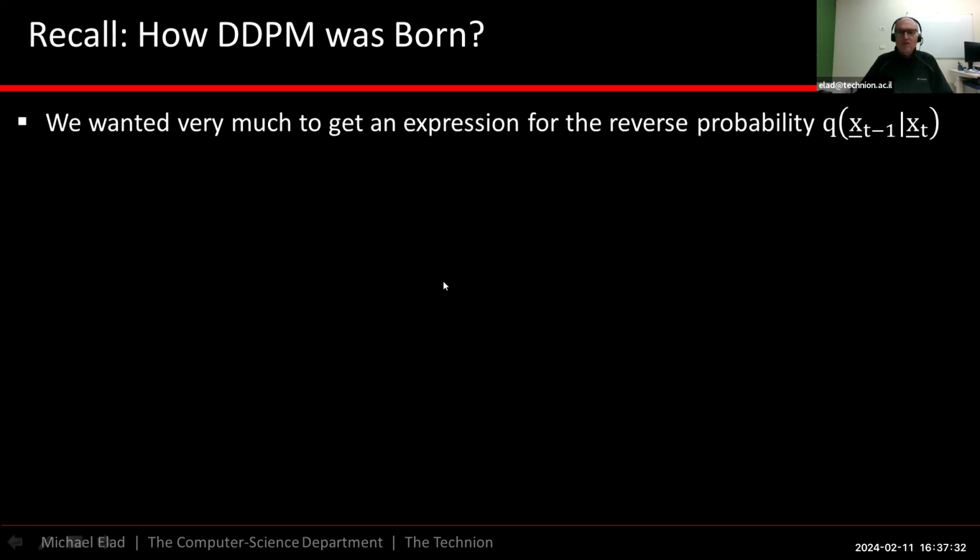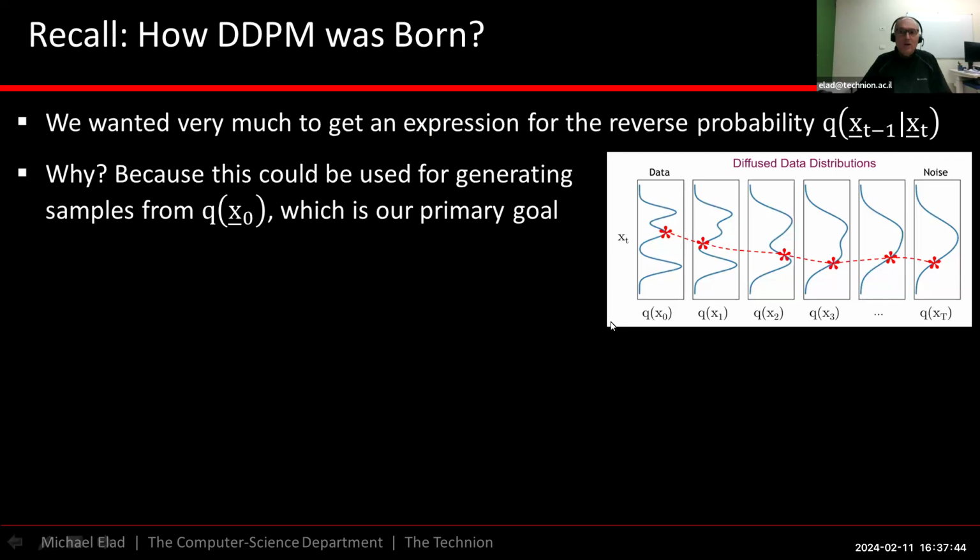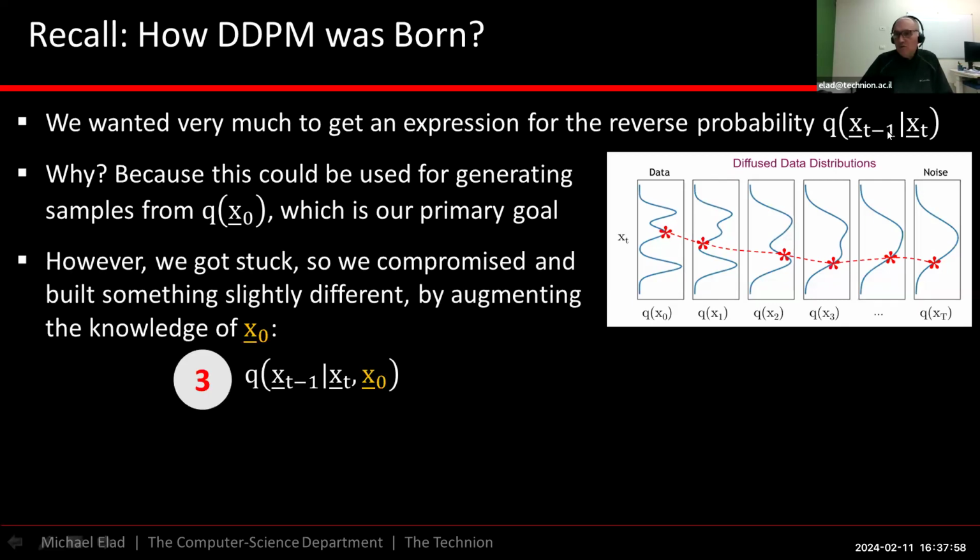Then we started looking at the question of reversing the process. We wanted so much to put our hands on the reverse probability that goes from xt to xt minus 1. What is it? What is this conditional? Why did we ask this question? Because we realized that answering this question will arm us well in order to sample from the probability of x0, because then in a chain of operations, we can get x0 samples. We couldn't do it. We got stuck here. We tried Bayes and we got stuck.